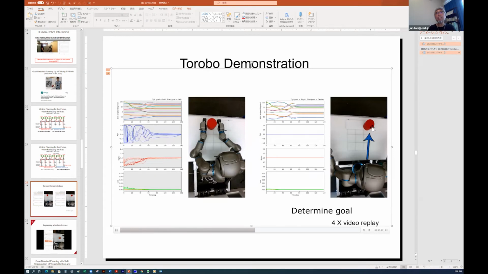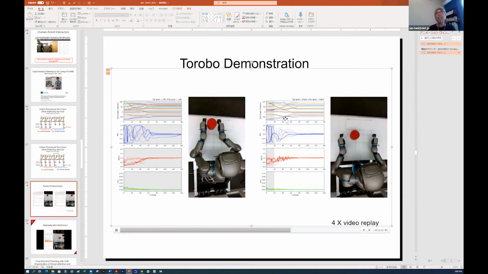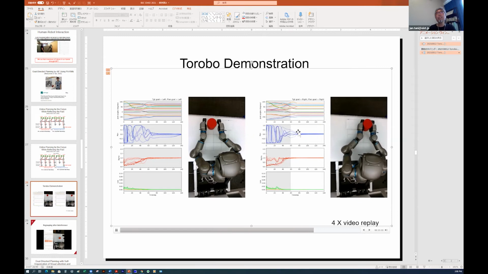And in another one, another goal is shown here. So the goal has changed to here, and the object is located here. Initially the robot generated a plan, and then you move.